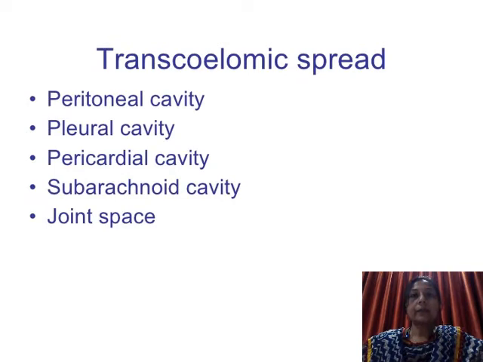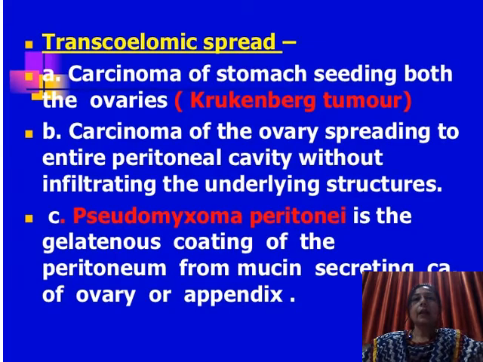Transcoelomic spread. It is a peritoneal cavity. Transcoelomic means the cancer spreads through a cavity. So peritoneal cavity, pleural cavity, pericardial cavity, subarachnoid cavity, and joint spaces. These are the different sites of transcoelomic spread. Carcinoma of the stomach spreading to both the ovaries is known as Krukenberg tumor. That is an example of transcoelomic spread. Through the peritoneal cavity, the stomach cancer goes into the ovary.